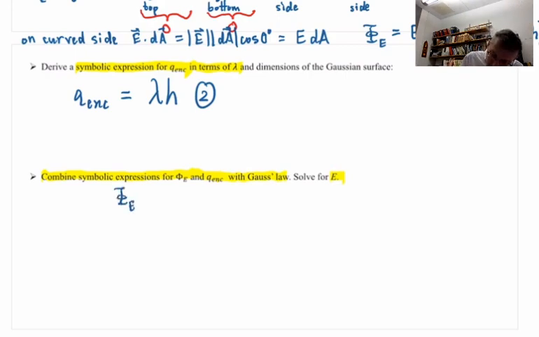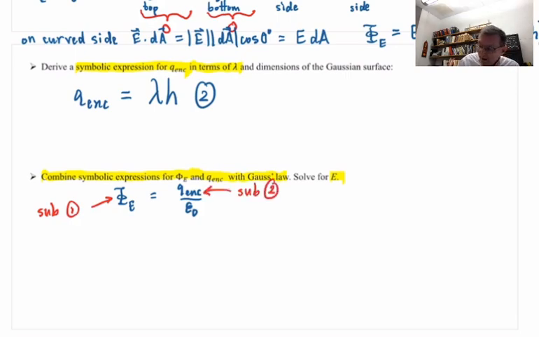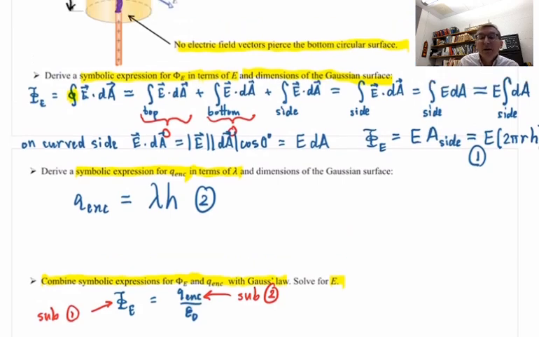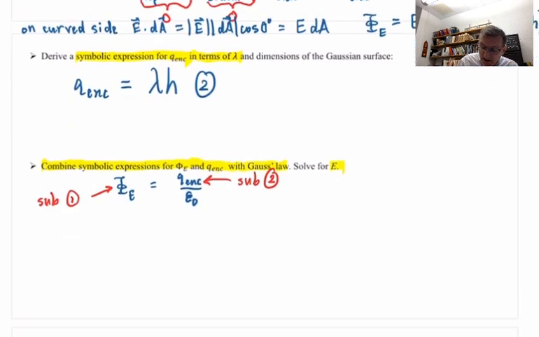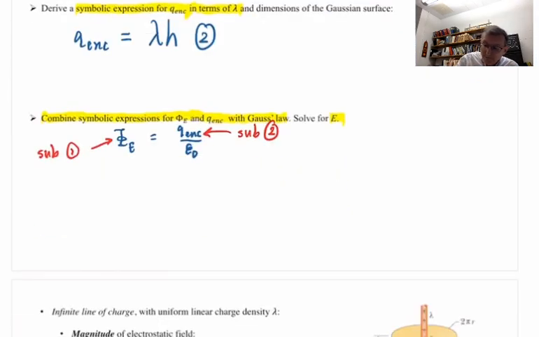Phi electric equals Q enclosed over epsilon 0. So we substitute equation 1 in for the flux, and we substitute equation 2 in for the enclosed charge. Remind you, there's equation 1: E magnitude times 2 pi RH. Of course, you can see there equation 2 for Q enclosed.